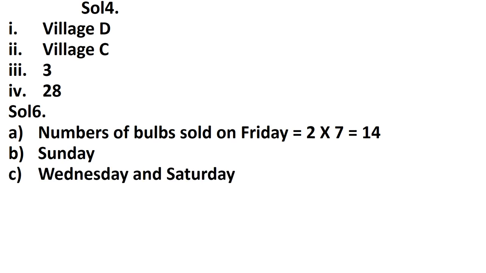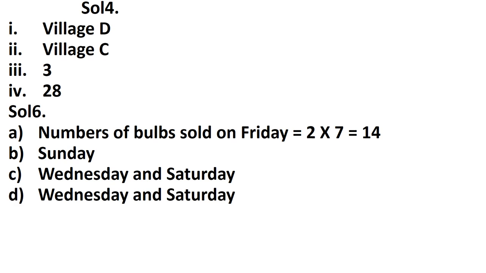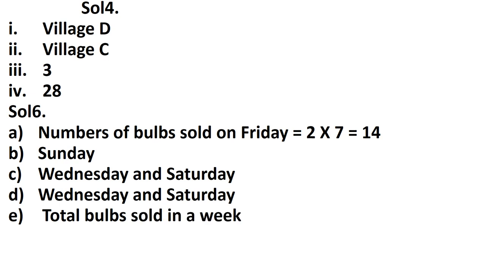C, on which day same number of bulbs were sold? Wednesday and Saturday, 4 multiplied by 2, that is 8 bulbs were sold on both the days. D, on which of the days minimum number of bulbs were sold? That is again Wednesday and Saturday. 8 only. E, if one big carton can hold 9 bulbs, how many cartons were needed in the given week?